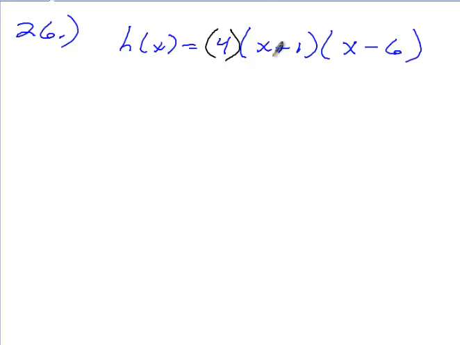I'm going to do x plus 1 times x minus 6 first. So, the 4 that is outside, am I doing anything with that right now? No, so it just stays outside and chills. Inside, I'm going to take these 2 and multiply them together. So how do I do that? FOIL, which means what exactly?